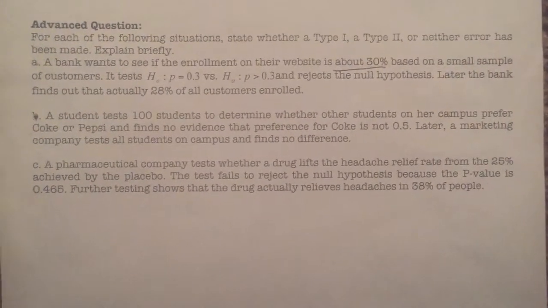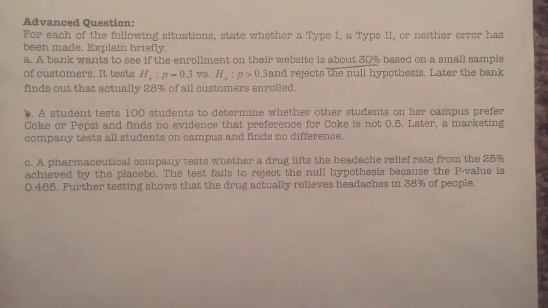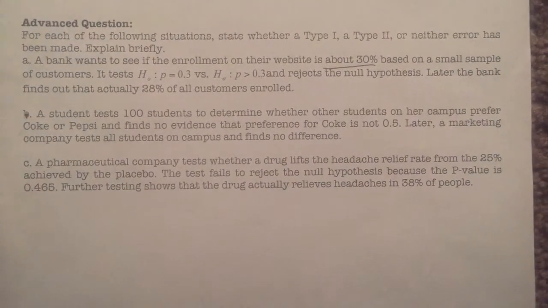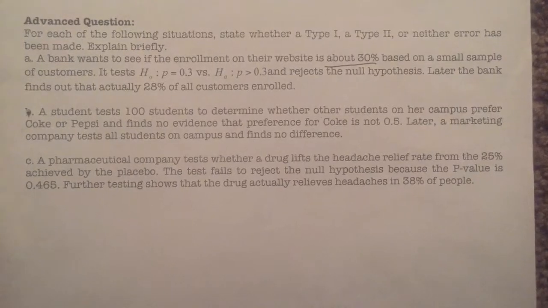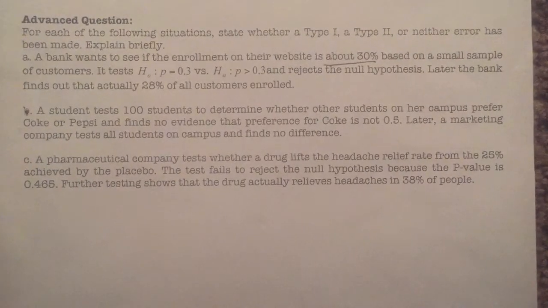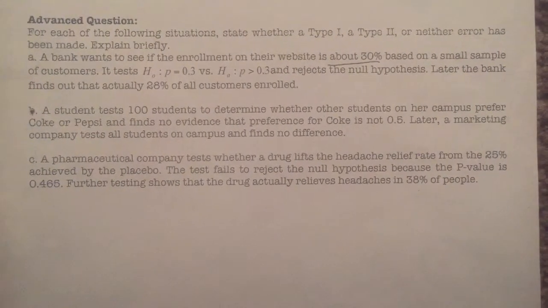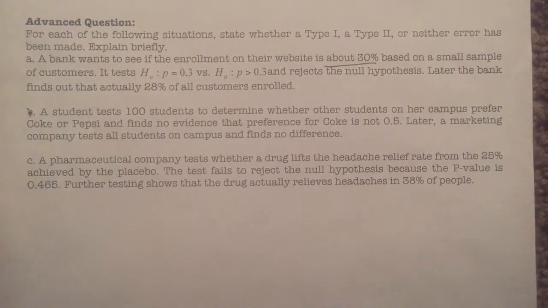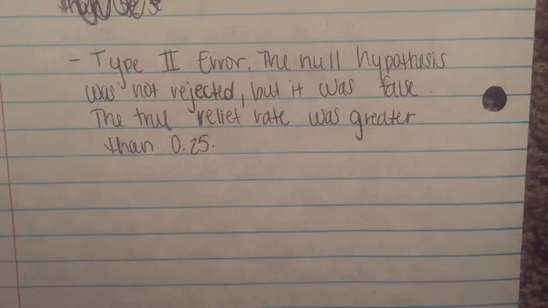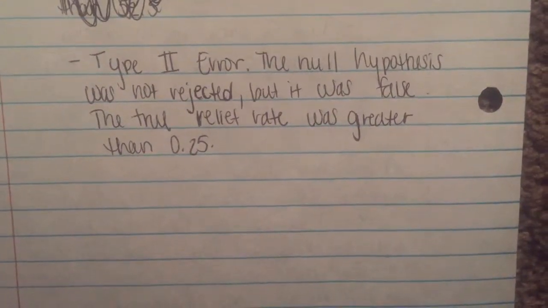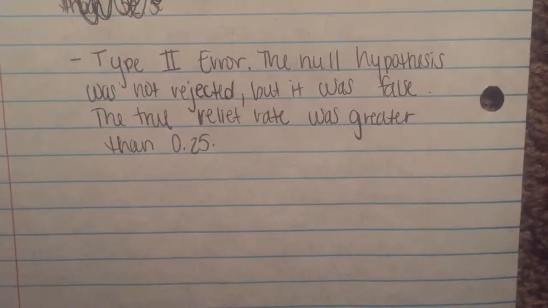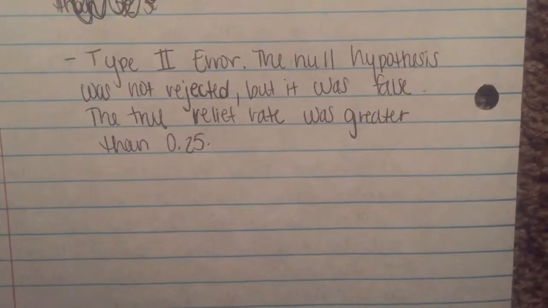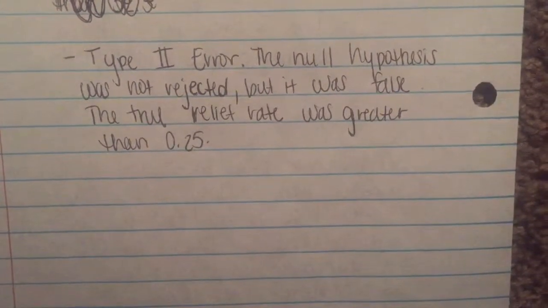C. A pharmaceutical company tests whether a drug lifts the headache relief from the 25% achieved by the placebo. The test fails to reject the null hypothesis because the p-value is 0.465. Further testing shows that the drug actually relieves headaches in 38% of people. This problem is considered a type 2 error. The null hypothesis was not rejected, but it was false. The true relief rate was greater than 0.25.